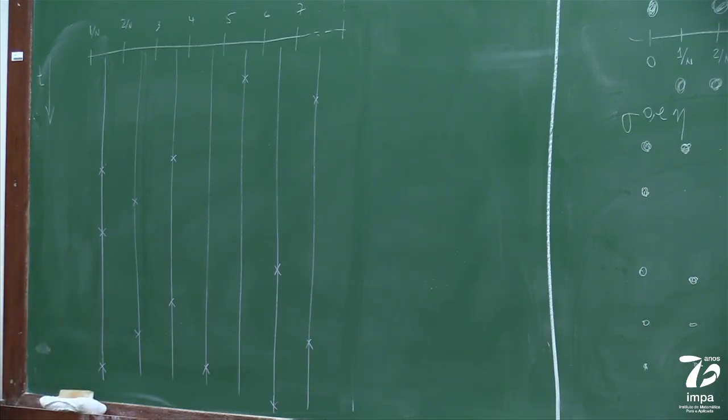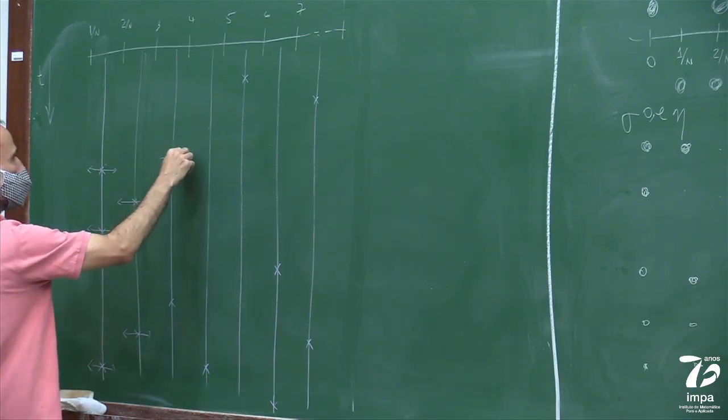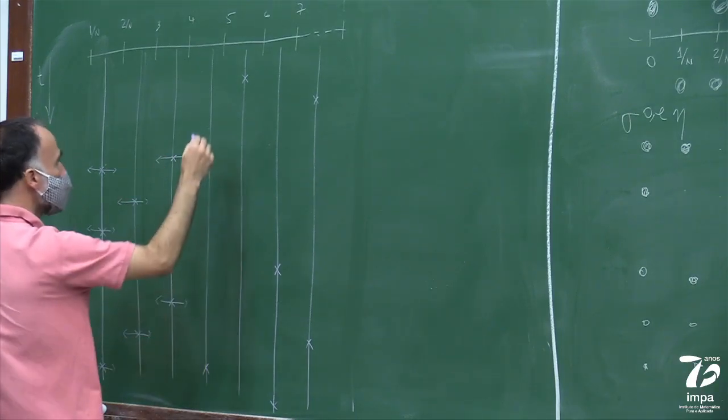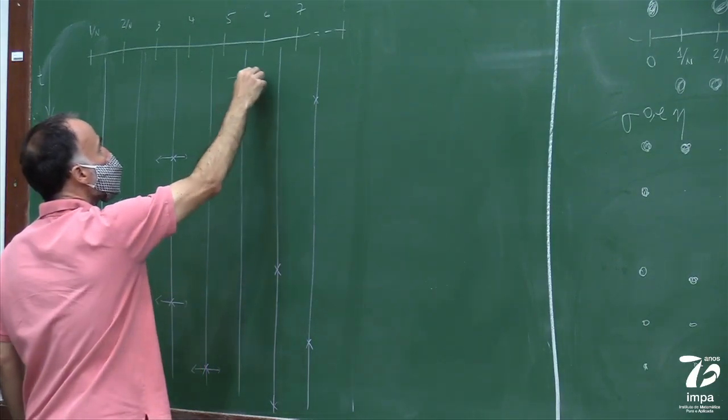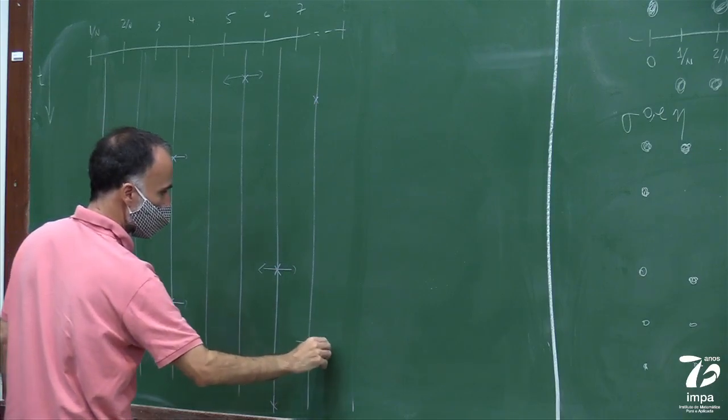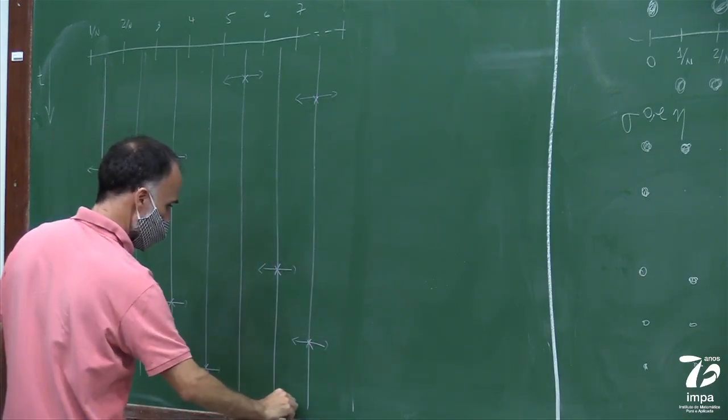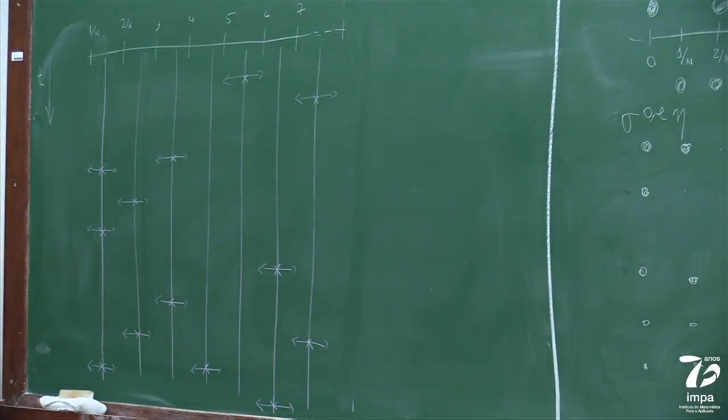So this is a typical realization of my process. Now what I will do is each time I see a cross, I will draw an arrow between the two neighboring points, since there is an exponential random variable there. Same thing here, and here, here also, here also. So these are the arrows I just drew.